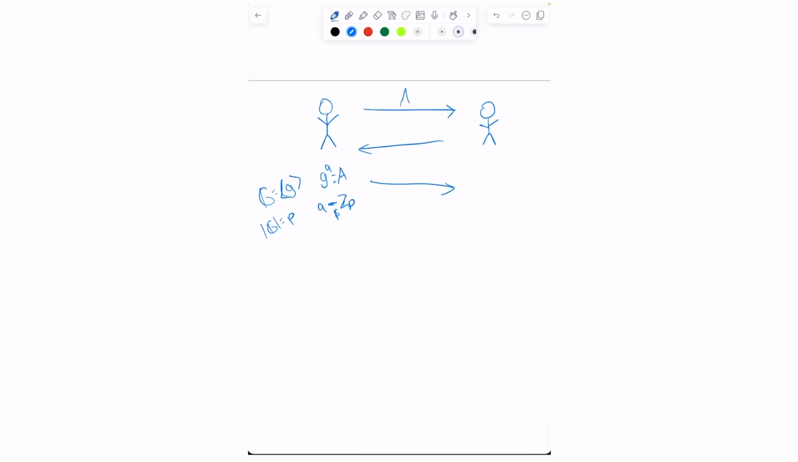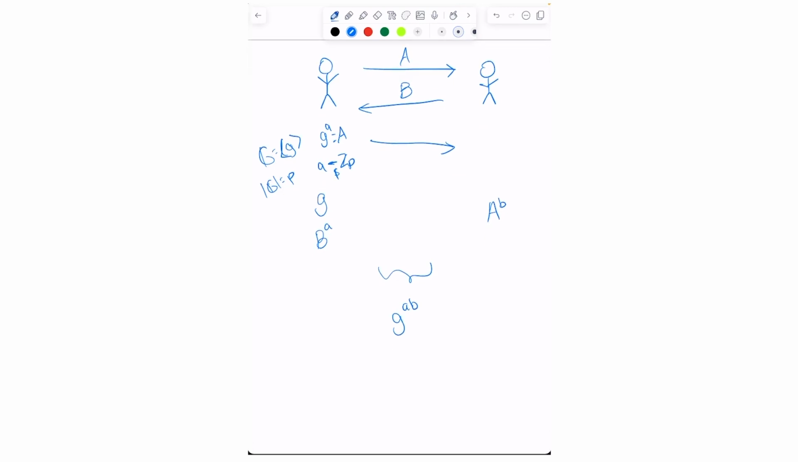And so she's going to send G to the A. This is just algebra, exponentiation. Bob's going to do the same thing with B. And now Alice can do B to the A, and Bob can do A to the B. And in the end, that's going to give them G to the AB.